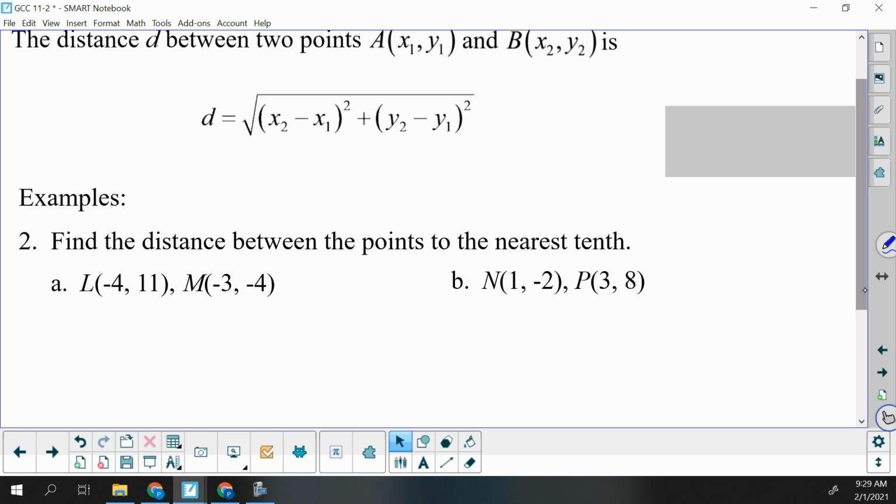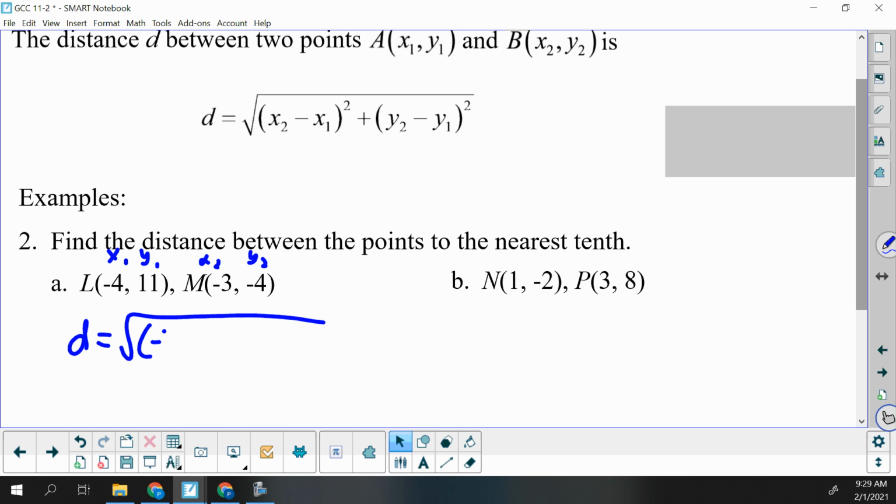All right, so we're going to find the distance to the nearest tenth for these. So we're going to have d equals the square root. And it doesn't matter what you do for your x1 and x2 as long as you're consistent. So let's maybe just call this x1, y1, x2, y2. Okay, and you could reverse them. You just need whichever x you start with, its y in the other one.